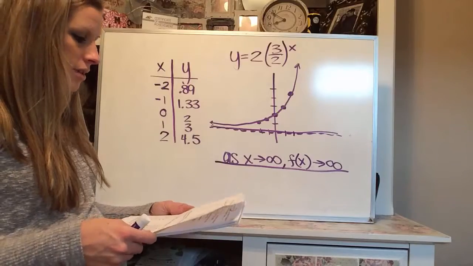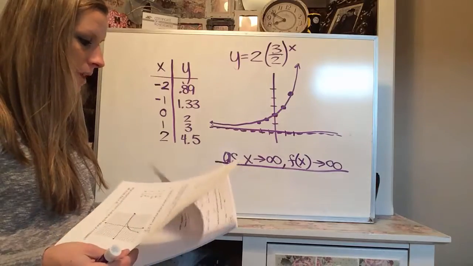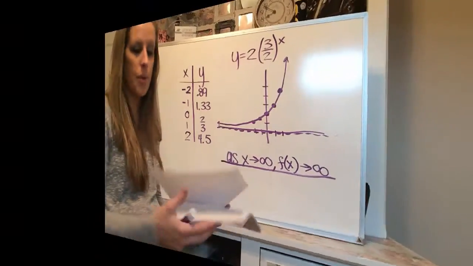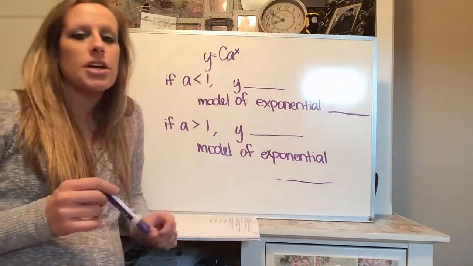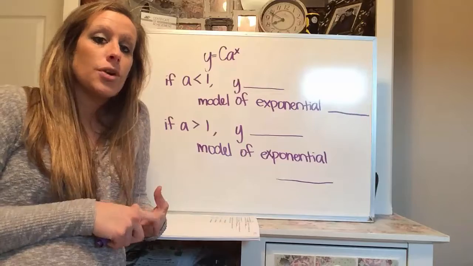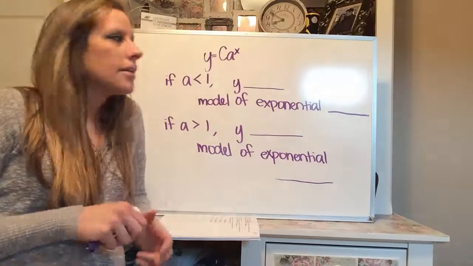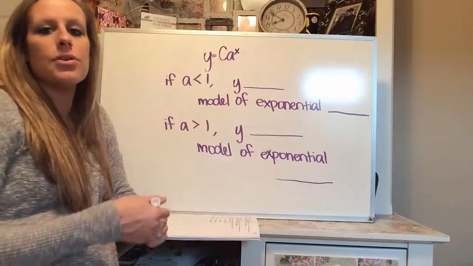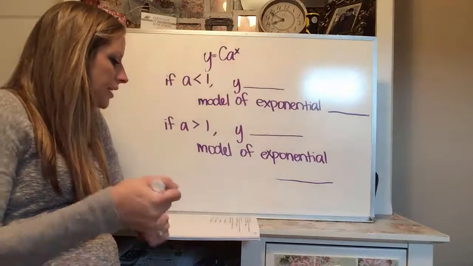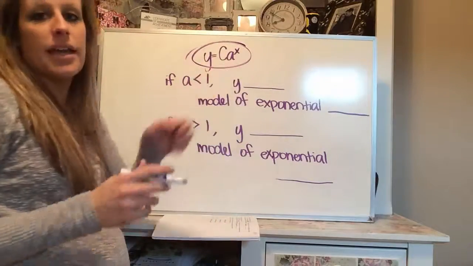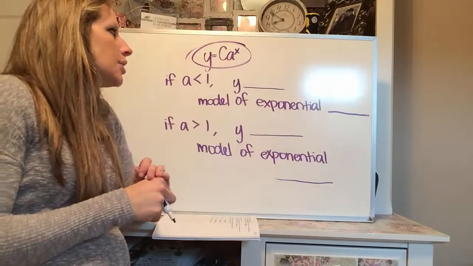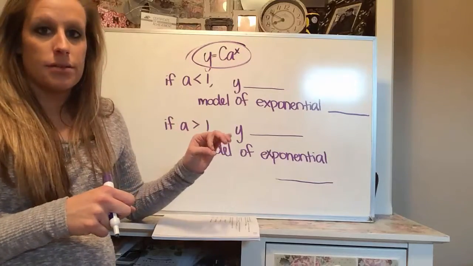All right, so let's turn to the back of that page. I'm going to talk to you about how to tell if it's exponential growth or exponential decay. They give you an equation in the exponential function, y equals c times a to the x power. What you want to do is look at your base.